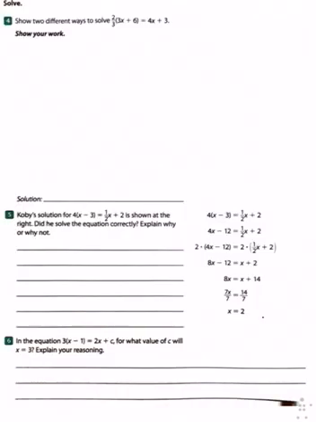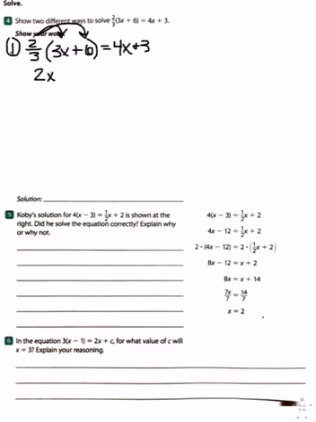Number 4, show 2 different ways to solve 2/3 times 3x plus 6 equals 4x plus 3. So, our first method. We distribute both parts of the parentheses. 2/3 times 3 is 2, so that will be a 2x. 2/3 times 6 is 4.